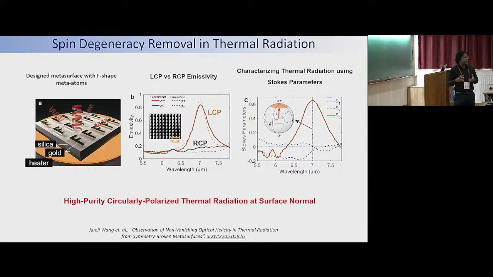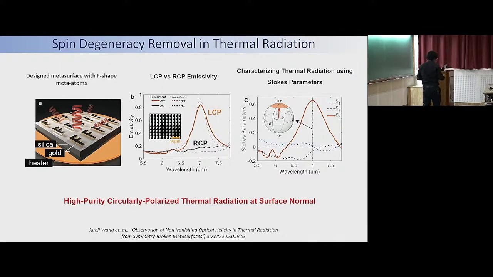So this is interesting on multiple fronts because think of this as a partial coherence of the field, but now the partial coherence of the thermal field is really in the spin angular momentum degree of freedom. And this can open up some interesting applications.